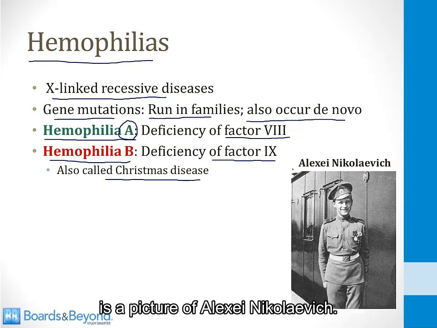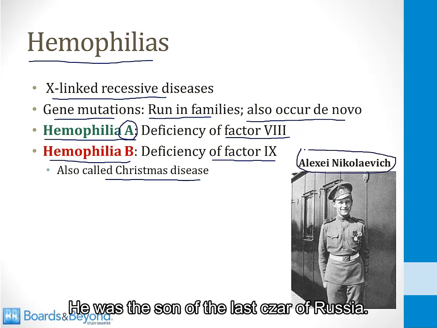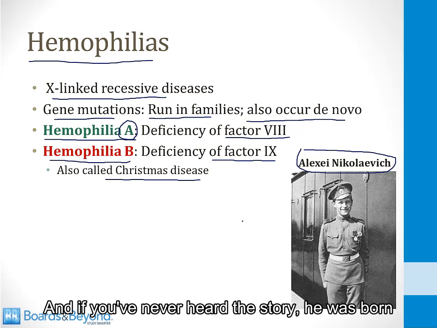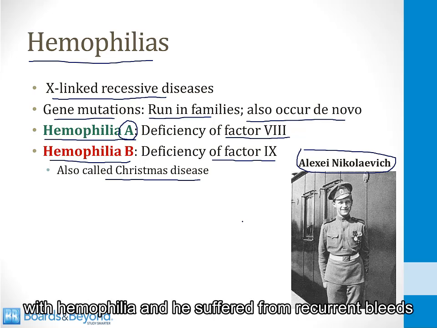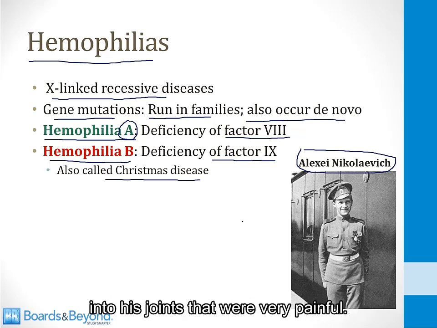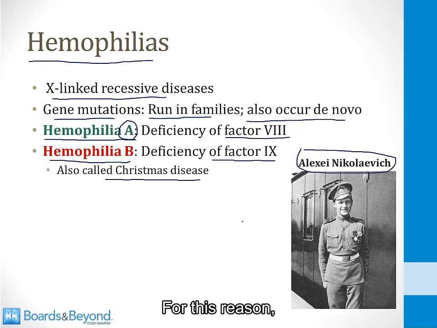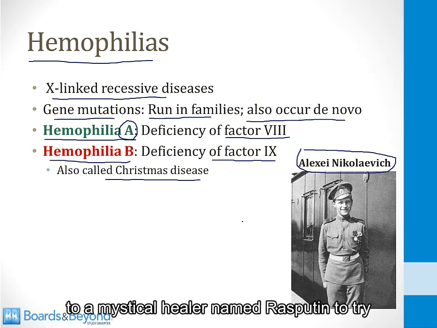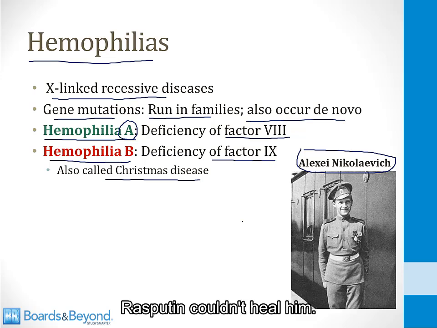On the screen here is a picture of Alexei Nikolaevich. He was the son of the last Tsar of Russia, and if you've never heard the story, he was born with hemophilia, and he suffered from recurrent bleeds into his joints that were very painful, and he was a very sick child. For this reason, his mother brought him to a mystical healer named Rasputin to try and make him better. Rasputin couldn't heal him, obviously.